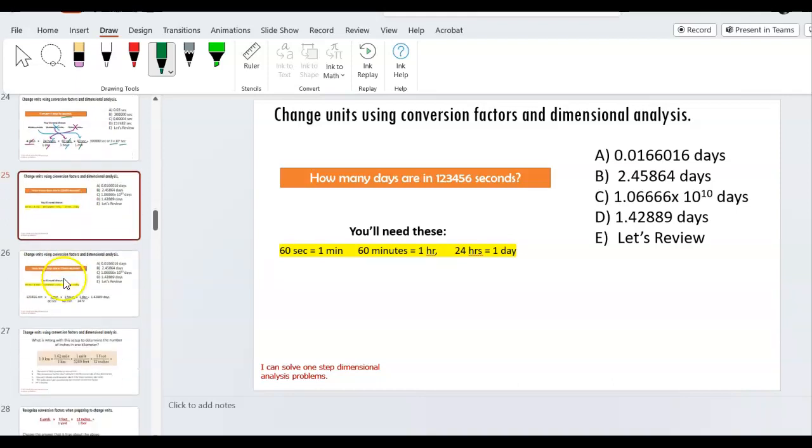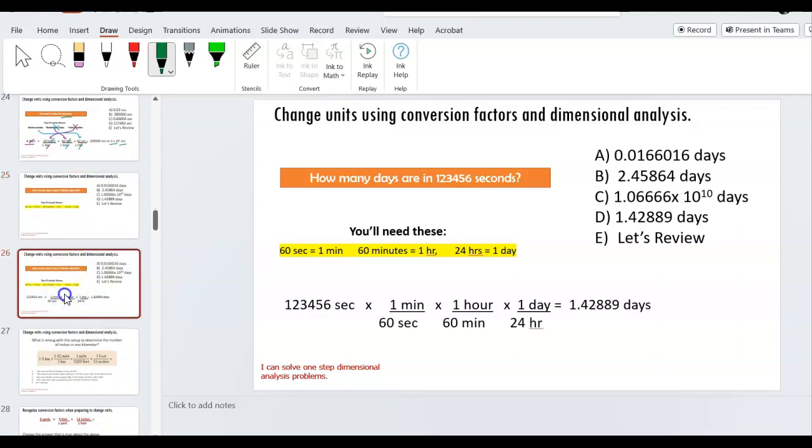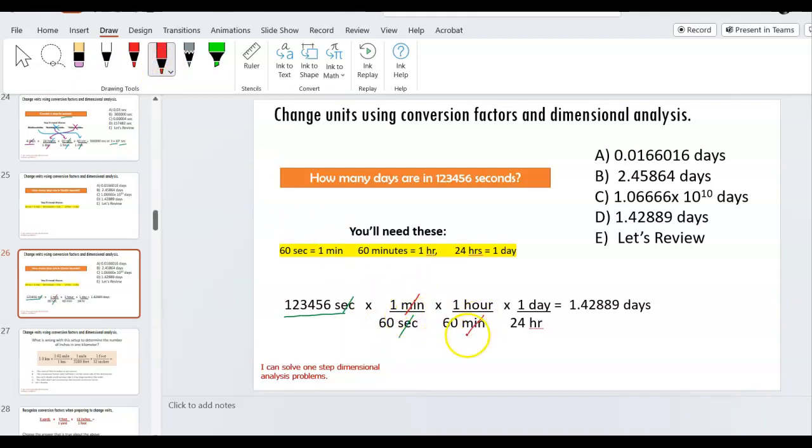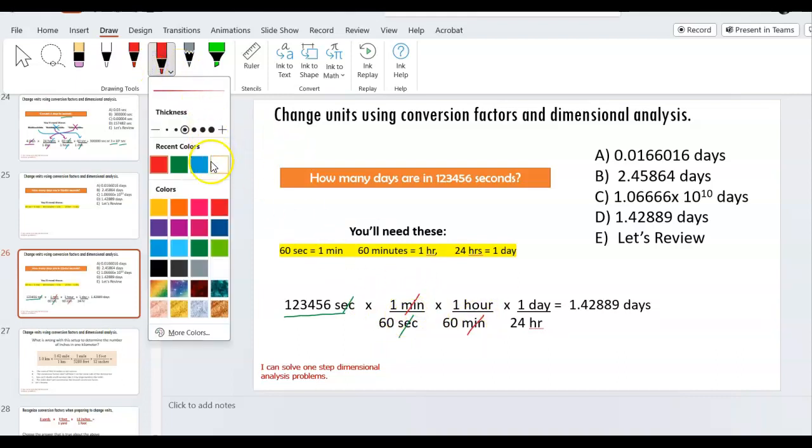Okay. I'm going to go ahead and flip the slide. Again, I'm starting with what's given in the problem, making sure I'm including my units. I've plugged in my 3 conversion factors in a way to make units cancel. So seconds cancels with seconds because they're diagonal to each other. Minutes cancels with minutes, diagonal to each other. And hours cancels with hours.